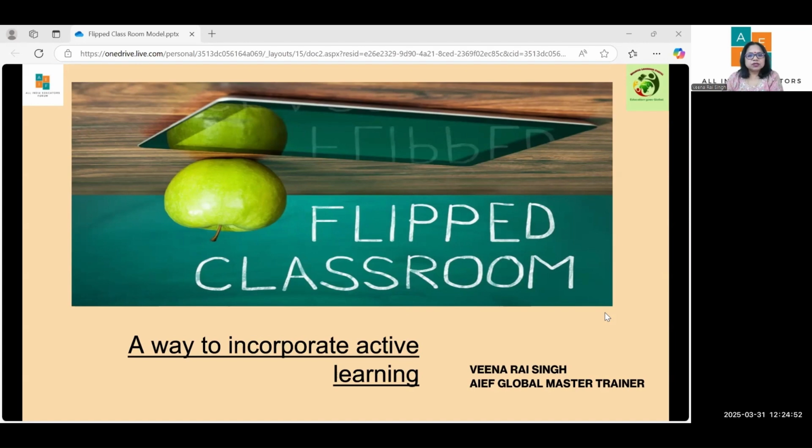In today's session, we will explore how the flipped classroom model enhances engagement, deepens understanding, and empowers both educators and learners. We will discuss its benefits, challenges, and practical strategies to implement it effectively in your own teaching environment.